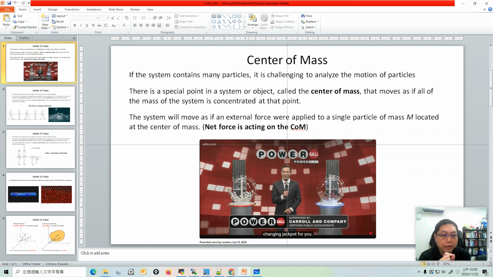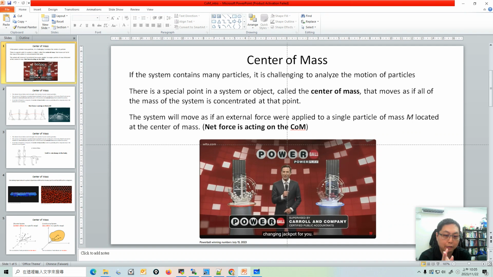And the center of mass, you cannot see it. It's difficult to see. If you can see the center of mass, you have a very special talent. In most cases the center of mass is difficult to see, so you need to do the calculation to know its position. That's why we need to learn how to calculate the position of the center of mass.